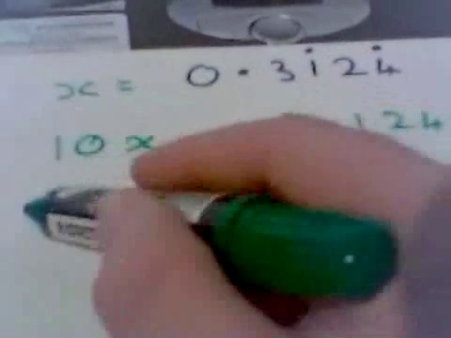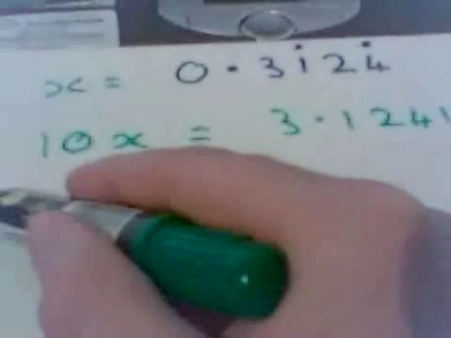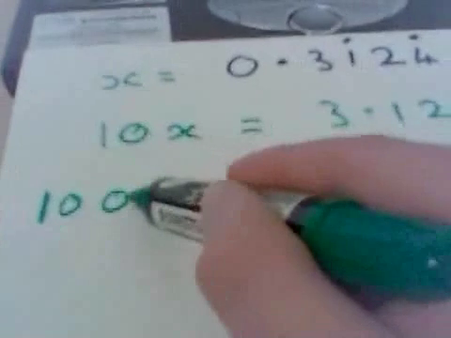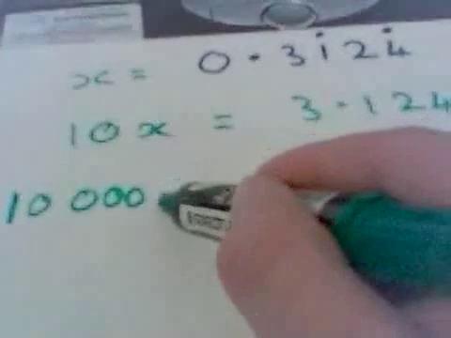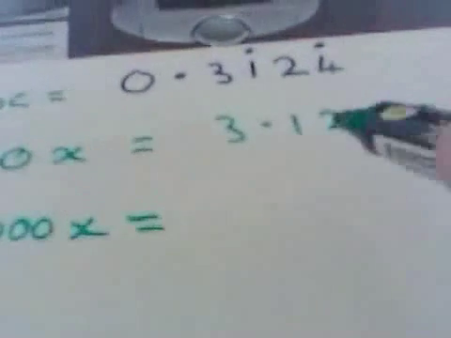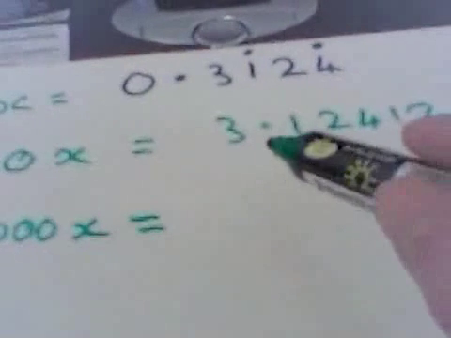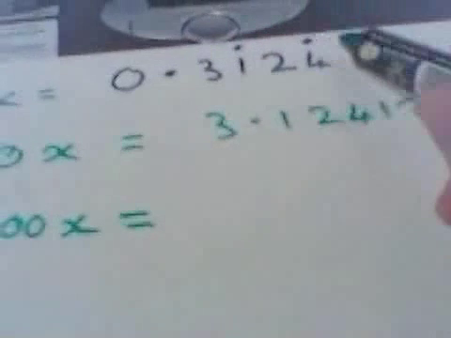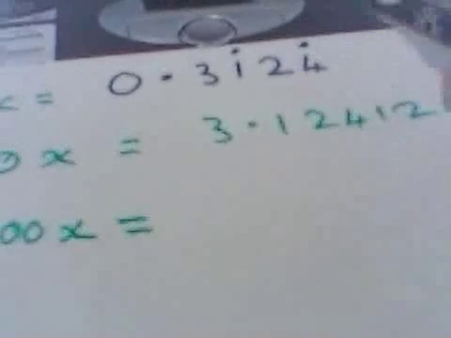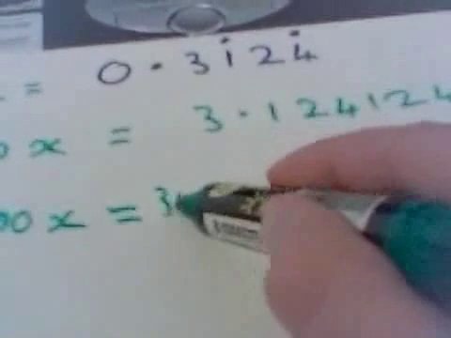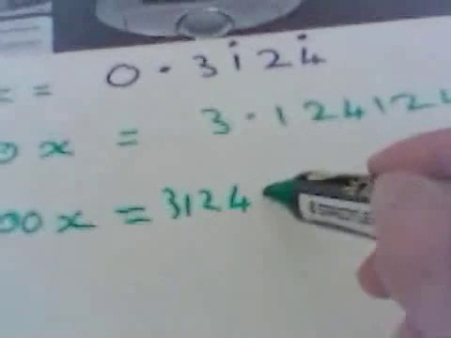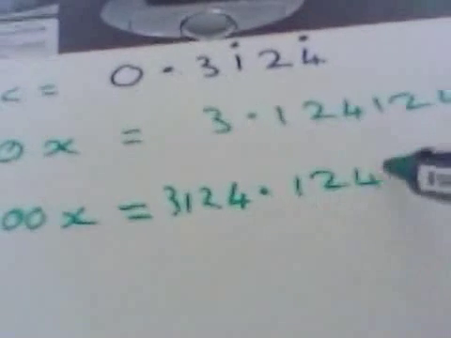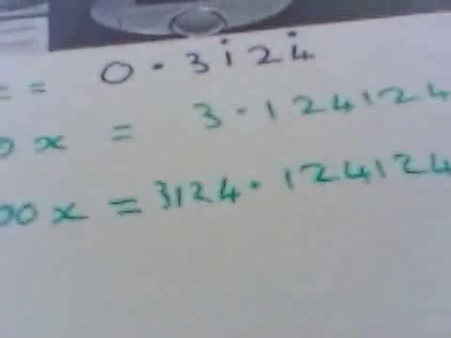So that means I'm going to times that by 10,000. And that will give me, if you think 1, 2, 3, 4, 3124.124, etc.